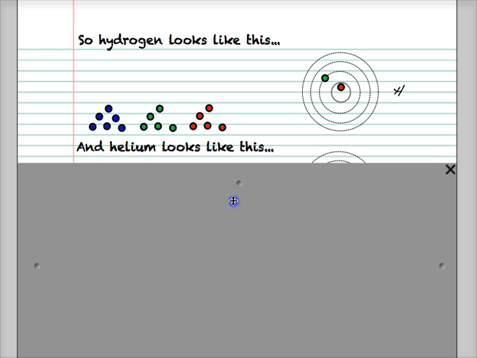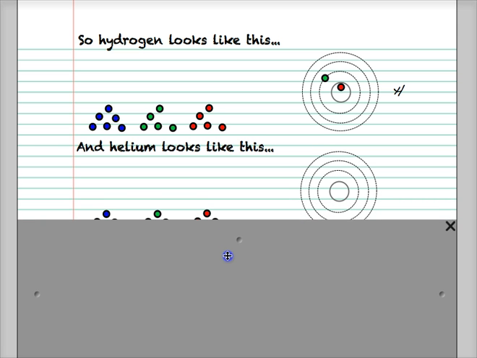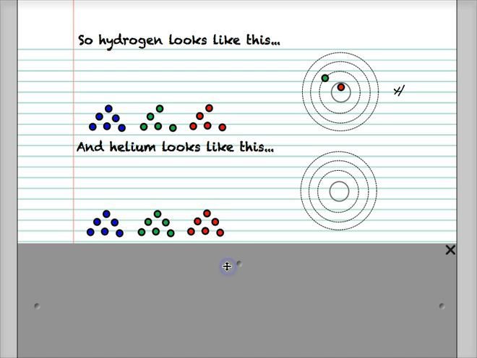Let's build another one. Helium. Helium is element number 2, so helium will have 2 protons. And also, if it's uncharged, 2 electrons. Now the first orbital can hold 2 electrons, so they're going to go straight into the first orbital. Most helium atoms actually also have 2 neutrons, so I'm going to pop those in there too. So that's helium, He for helium.